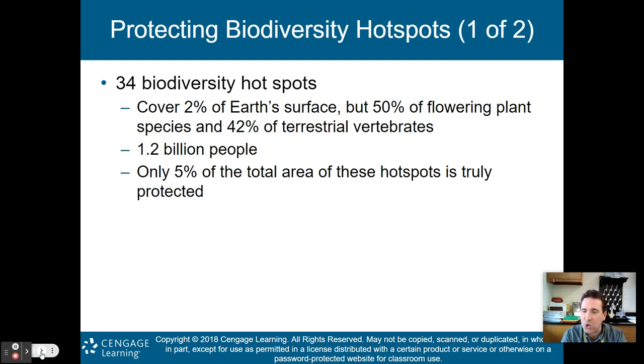There are also 1.2 billion people living in these hotspots. So that is obviously not going to aid in the protection, right? It could make it a little trickier to protect these hotspots, and only 5% of the total area of these hotspots is actually truly protected right now.